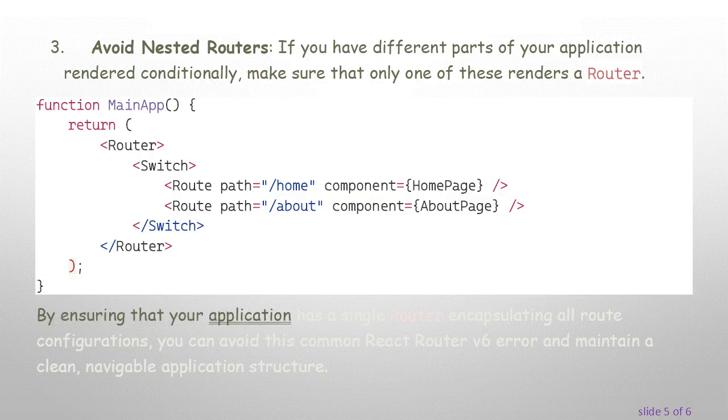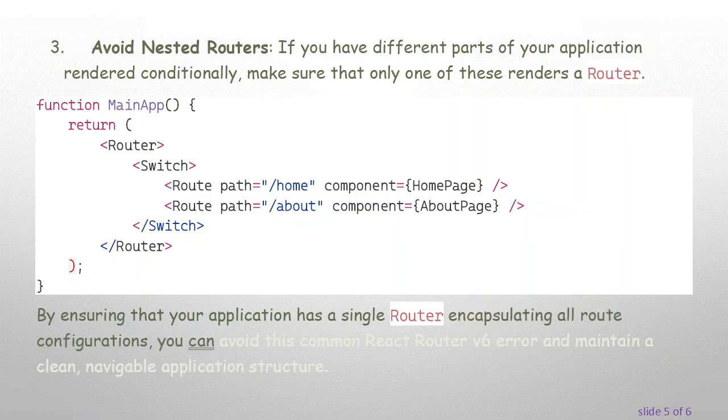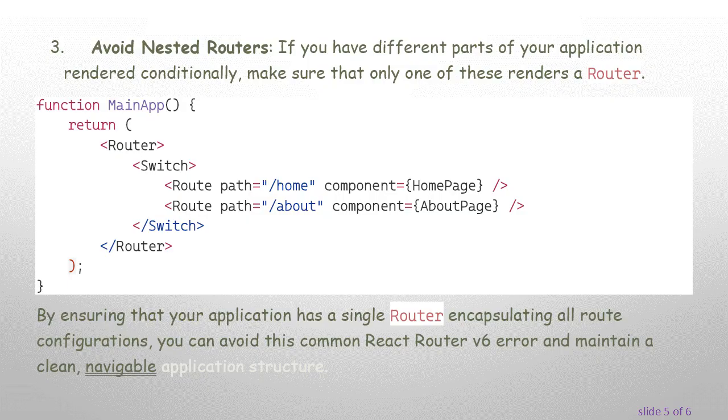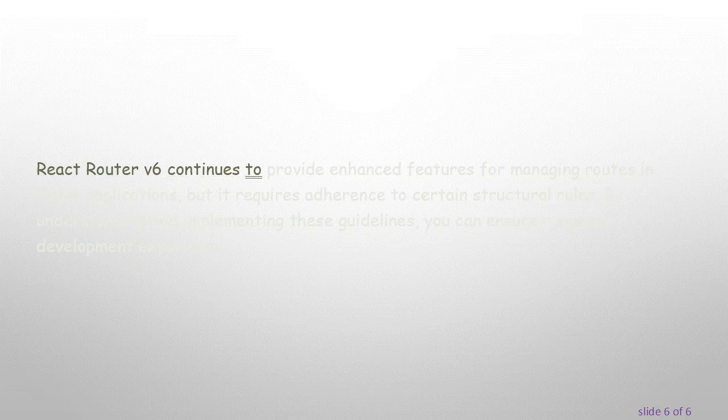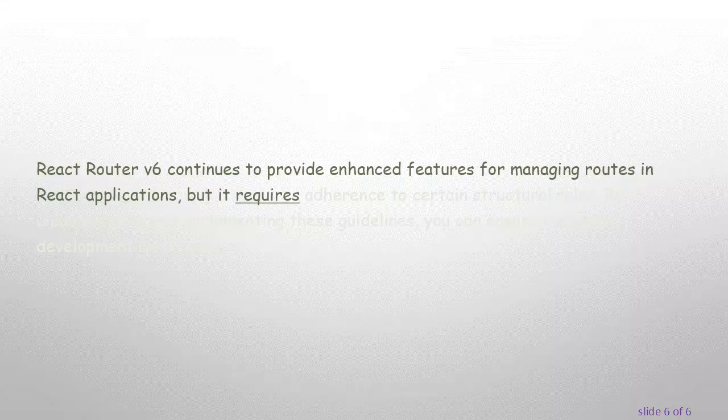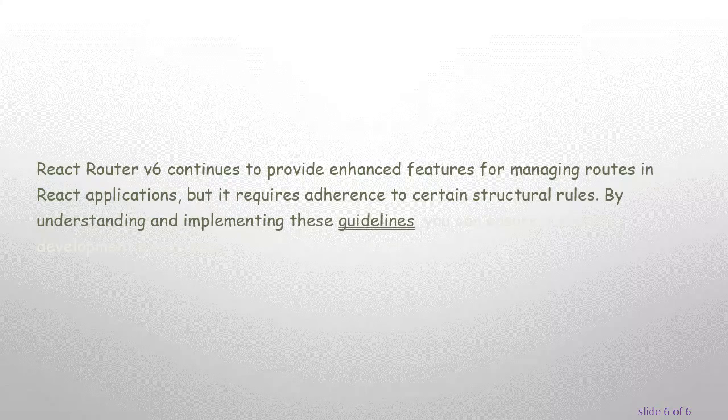By ensuring that your application has a single router encapsulating all route configurations, you can avoid this common React Router v6 error and maintain a clean, navigable application structure. React Router v6 continues to provide enhanced features for managing routes in React applications, but it requires adherence to certain structural rules. By understanding and implementing these guidelines, you can ensure a smooth development experience.